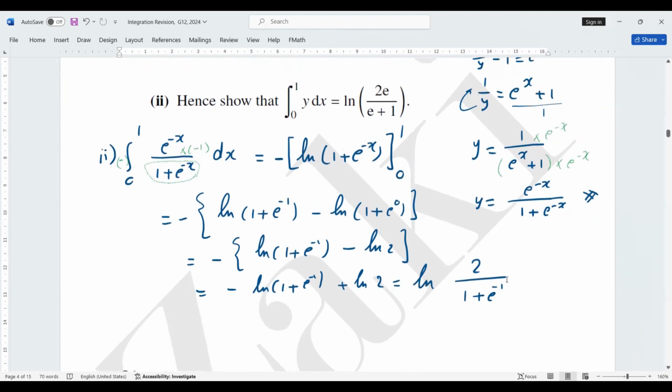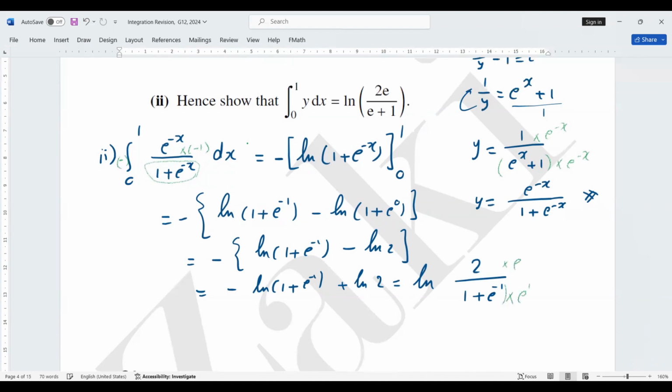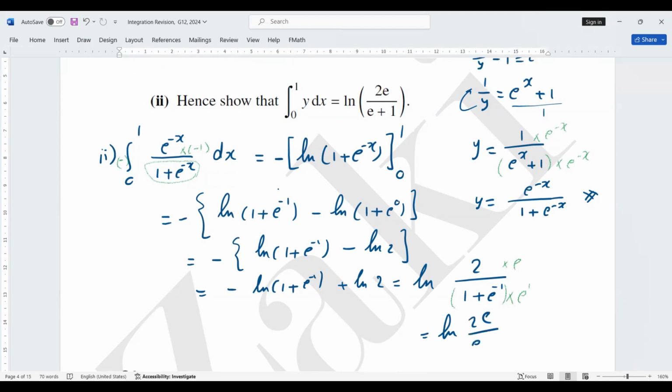But here it says show that 2e. Then we need to cancel e^(-1) from the denominator. Again, we multiply by e^1, up and down, because e^1 times e^(-1) is e^0, so we can cancel. Then the answer is ln 2e over e plus 1, since e times 1 is e, and e times e^(-1) is 1, and this is the result.